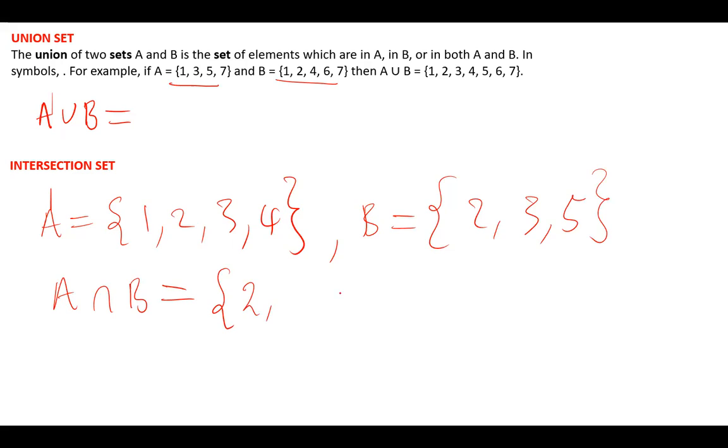We also have 3 here and there, so 3 is also common. But we don't have 4 in B. We have 5 in B, but we don't have 5 in set A. So these are the only common elements that we have. Hence, the intersection set of A and B is simply 2 and 3. It only contains 2 and 3. So that's what it means when you talk about intersection.